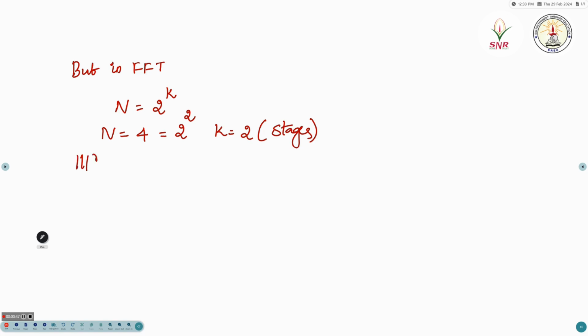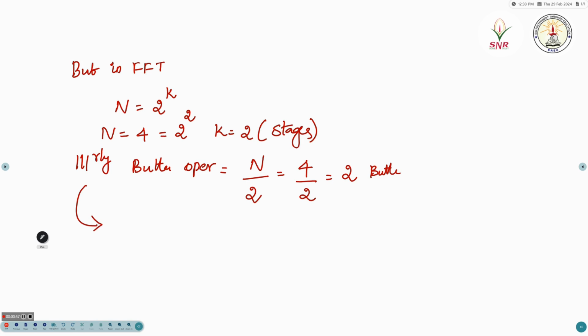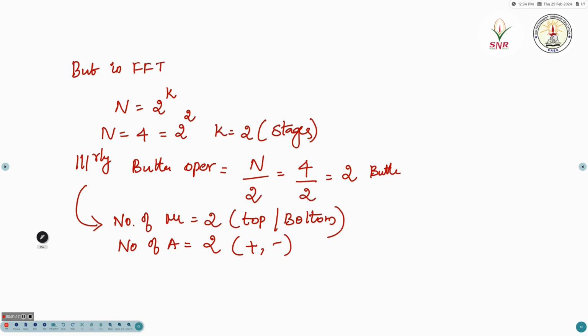Similarly, we need to find the butterfly operations required in each stage. The butterfly operations required in each stage is calculated by N by 2, which is equal to 4 by 2, which is equal to 2 butterfly operations in each stage. Here for one butterfly operation, the number of multiplications required is 2, one at top and another one at the bottom. And number of additions required is also 2, one positive and one negative.